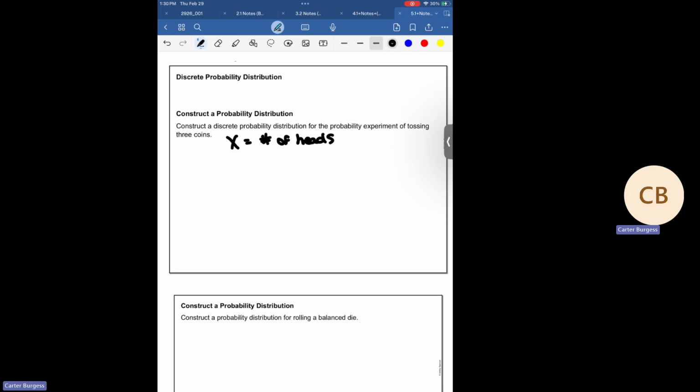We need to, for this, examine every single possible outcome. So let's go through this methodically. What are all of the possible results that I could see, all the possible outcomes for tossing 3 coins?